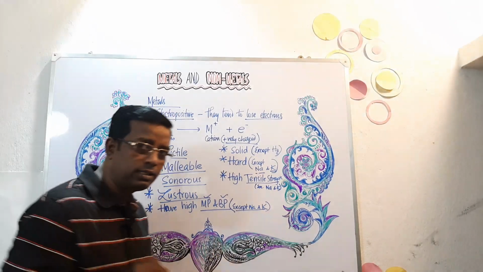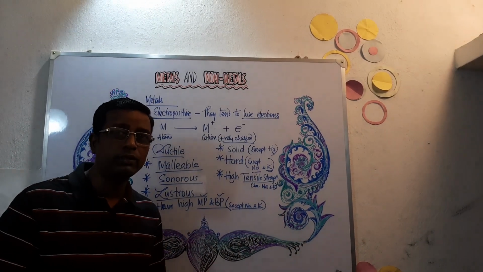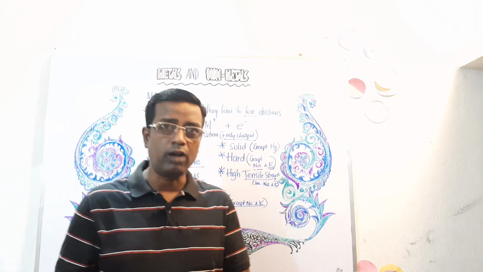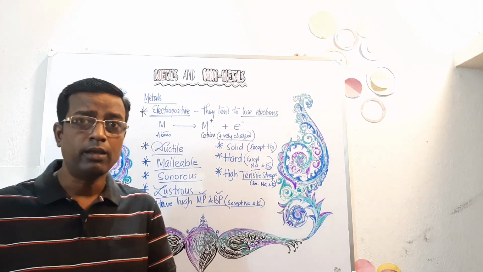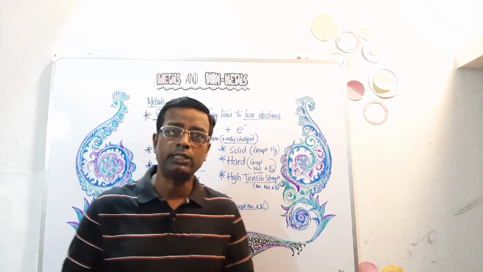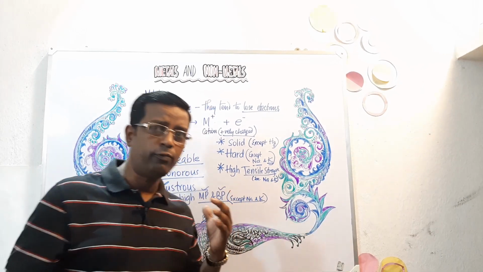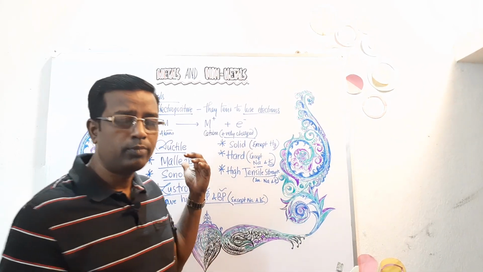So that's the main cause of their reactivity. Some of the metals of course are very less reactive, like copper, silver, gold, especially gold, which lies at the bottom of the reactivity series. I will take a whole session on the reactivity series. This is very important to know. But today we will focus on the physical properties of metals.